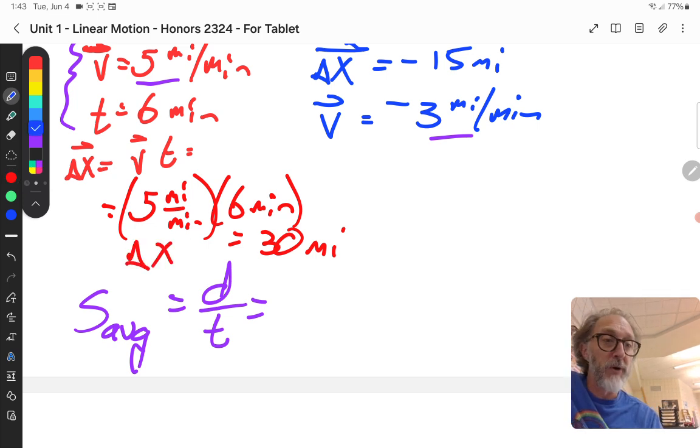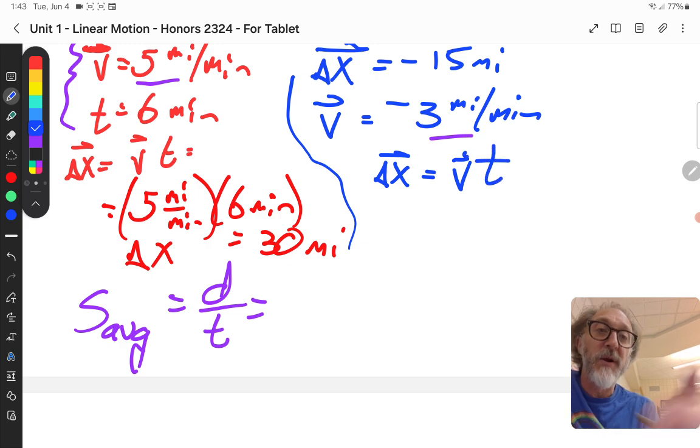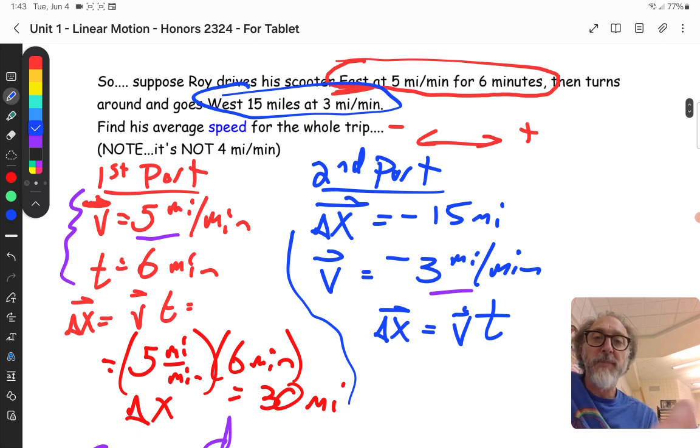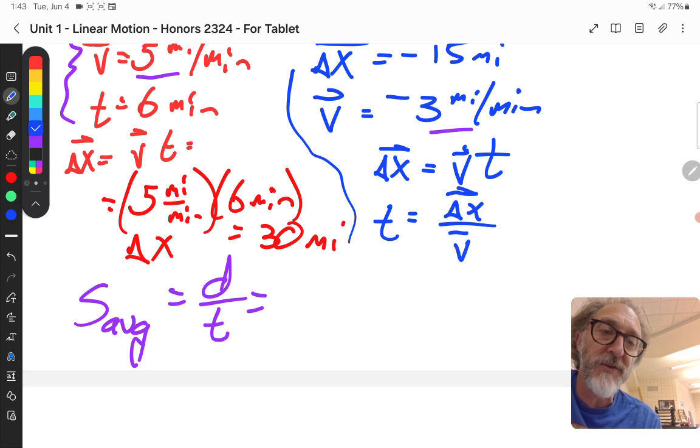For the second part of the trip, I don't know how long it took. So, all right, let's see. Displacement is velocity times time. Now notice here my velocity seems like it's constant, right? Because for the red part and the blue part, it doesn't say anything about him speeding up or slowing down. He's going 5 miles a minute for 6 minutes, and now he's going 15 miles at 3 miles per minute. So if we algebra this, we discover that the time is displacement over velocity. So he went negative 15 miles at negative 3 miles per minute. That's going to take 5 minutes, right?